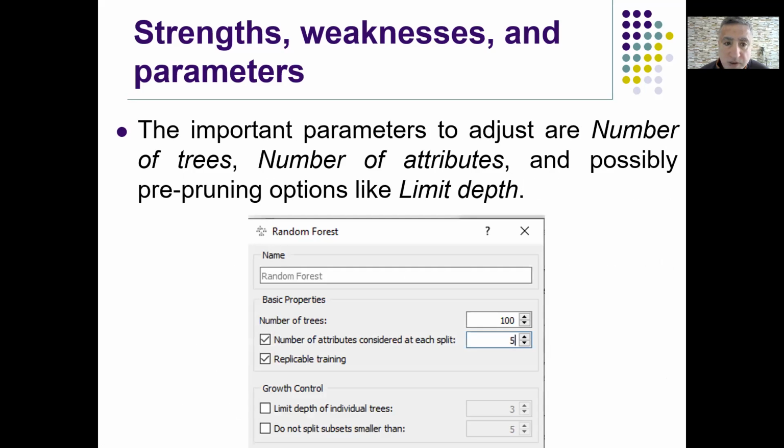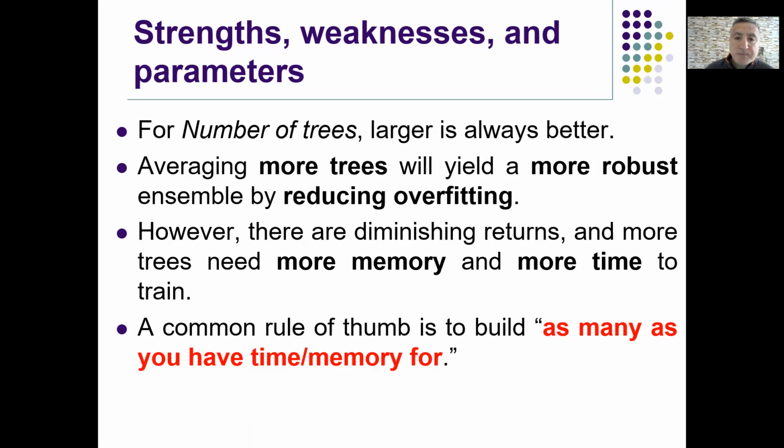Okay, there was a question about the number of attributes and the pre-pruning options. So we can go over and talk about these. Of course, a larger number of trees is always better as long as you have the memory, so your random forest can fit into your memory. Increase this number of trees. And we know that more trees will actually give a more robust random forest and get rid of the overfitting.